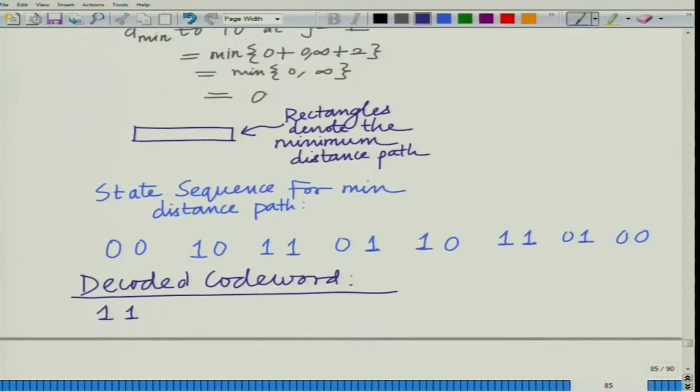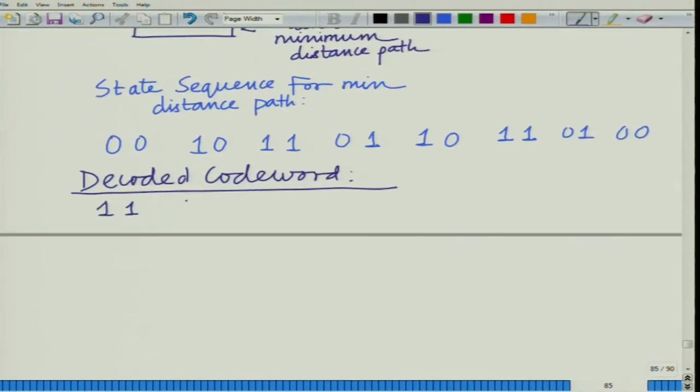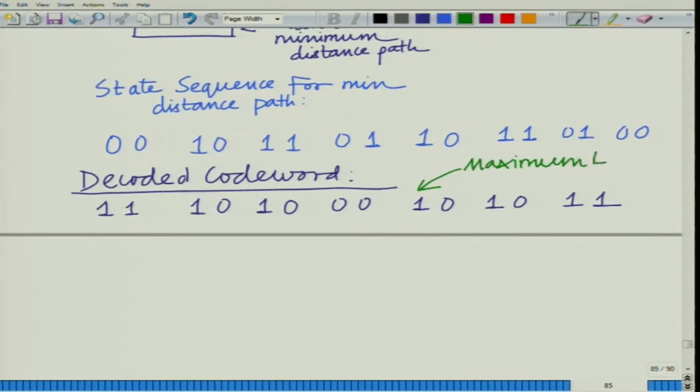So basically you will get the decoded word 1 1 1 0 1 0 0 0 1 0 1 0. And now if you look at this with respect to the received word, and remember this is the maximum likelihood decoded code word, this is the maximum likelihood, it is not guaranteed obviously.